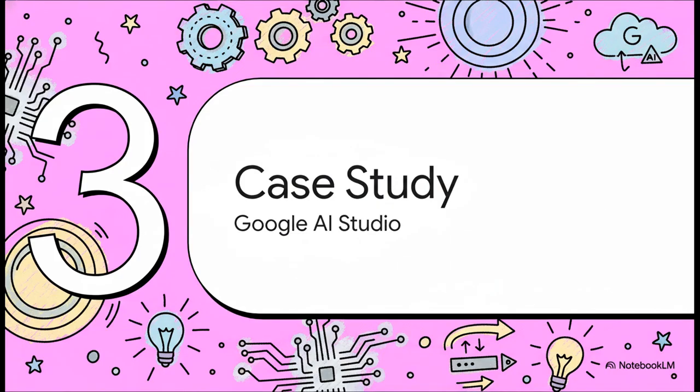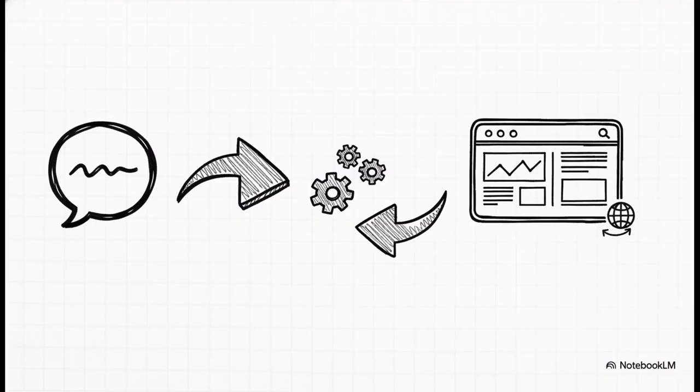All right, all that theory is great, but let's actually see how this plays out in the real world. We're going to do a quick case study using what I think is one of the most exciting tools out there for this stuff right now, Google AI Studio. This is where the speed of this whole new process really hits you. So check this out. We're literally going to go from a single sentence to a fully working shareable web app, and it only takes a few steps.